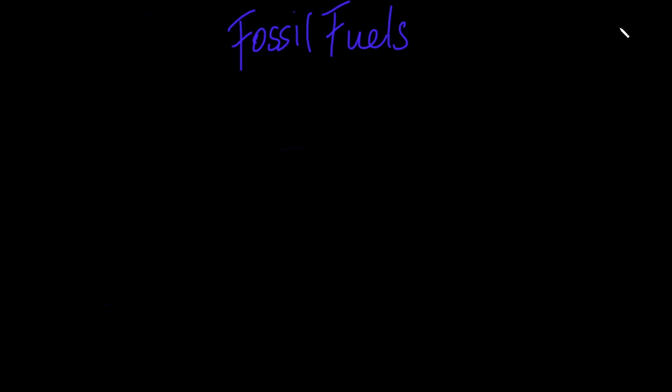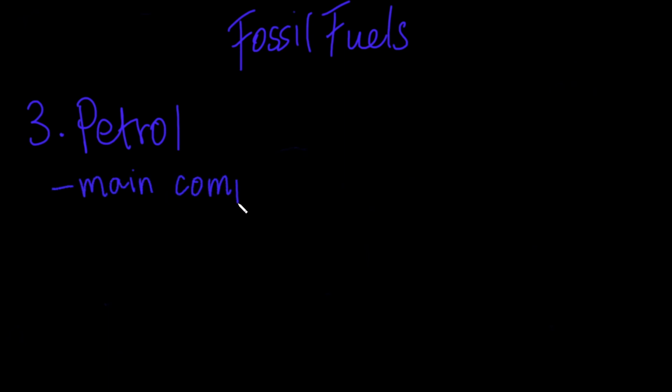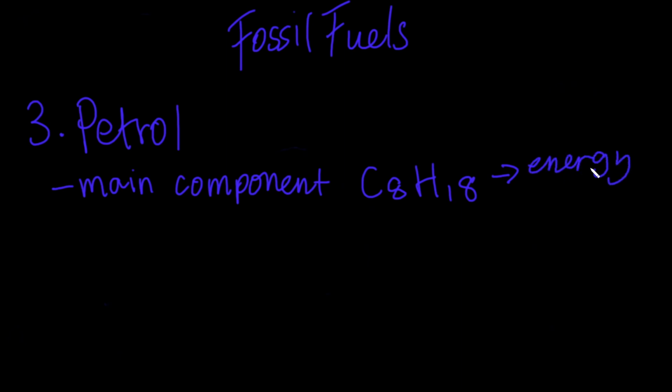Okay, so the third fuel that VCAA really wants you to know is petrol. This one, again, is very straightforward. It's the most common fuel for motor vehicles. The main thing with petrol is that the main component is octane. Whenever you have an equation regarding petrol, they'll often say the main component is octane, so just assume that it's all octane. So that'll be C8H18. And that has an energy content of roughly 47.8 kilojoules per gram. So as you can see, a bit higher than coal. That's the main thing with petrol.